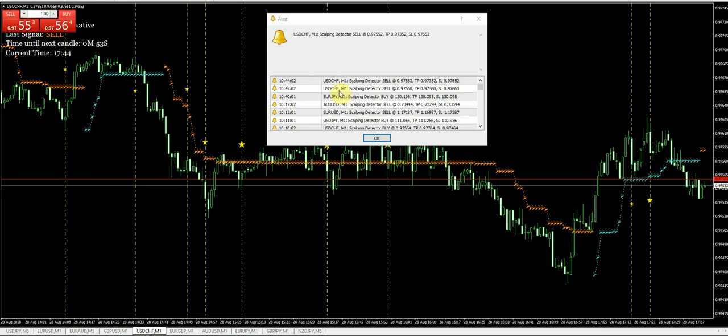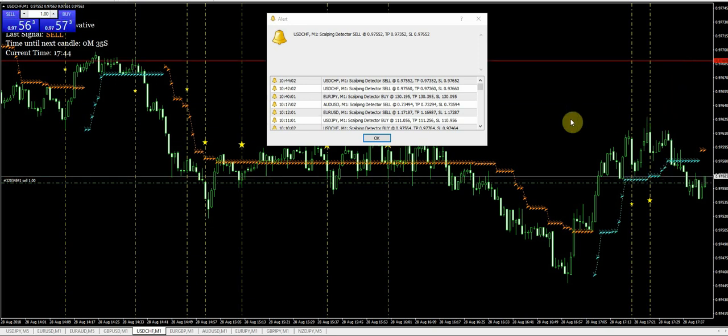How about that? Another USD Swiss franc signal. This time 97552. So we'll go ahead and take this one. Let's get rid of that. Push it up here.